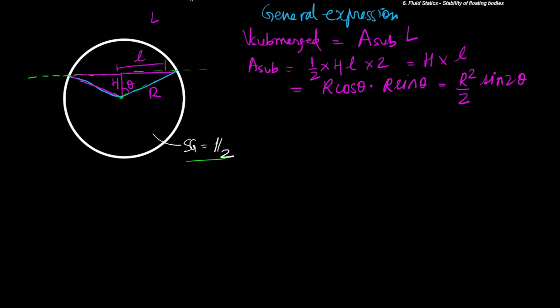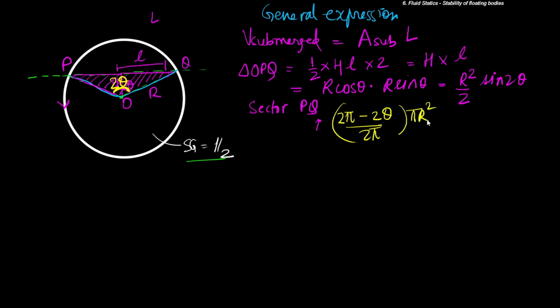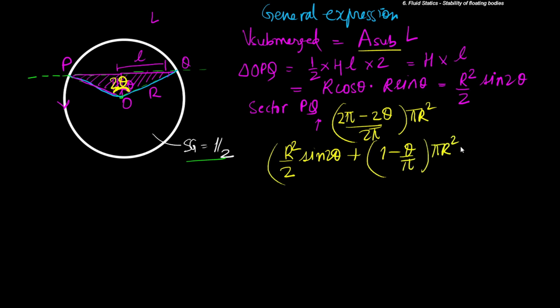But this is not the submerged area, rather this is the area of this particular triangle. Now we have to also add the sector. If I call this triangle OPQ, now the sector PQ measured in this direction, that particular area will be, so this angle as per our convention is 2 theta, so this particular sector will be (2 pi minus 2 theta) upon 2 pi times pi r square. So the total area submerged will be r square upon 2 sin 2 theta plus (1 minus theta upon pi) times pi r square. So this is the area submerged.